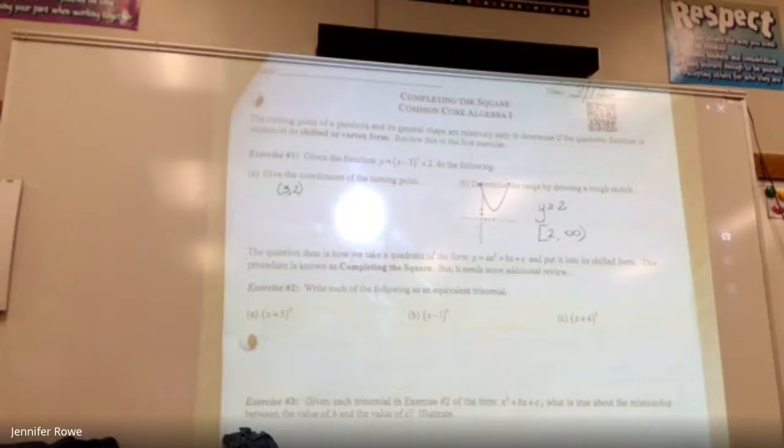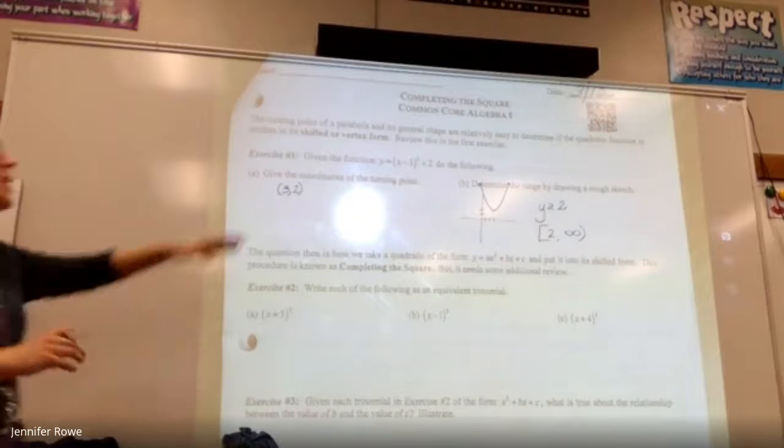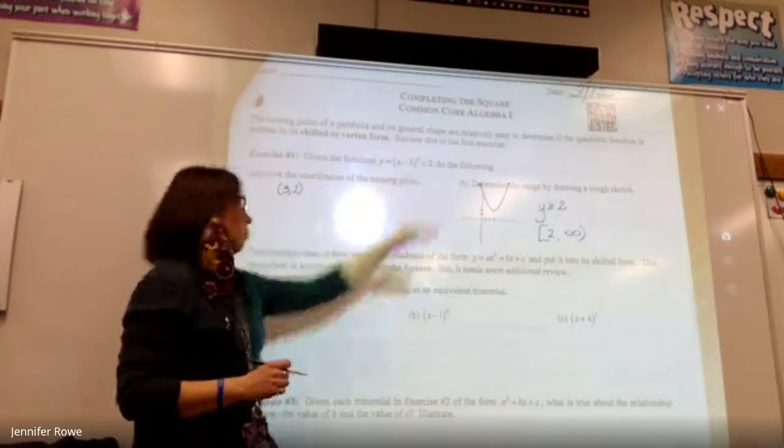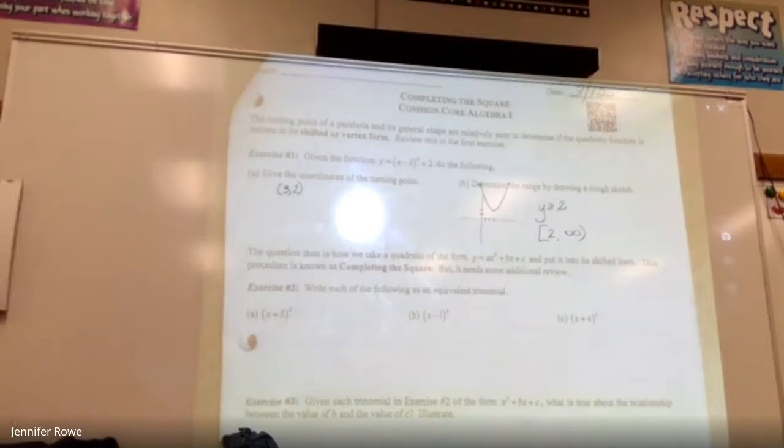No. The question then is how we take a quadratic of the form y equals ax squared plus bx plus c and put it into shifted form. So we don't know how to make it look like this yet. That's the goal of today and Thursday. Okay. This procedure is known as completing the square, but it needs some additional review. Right, each of the following is an equivalent trinomial.